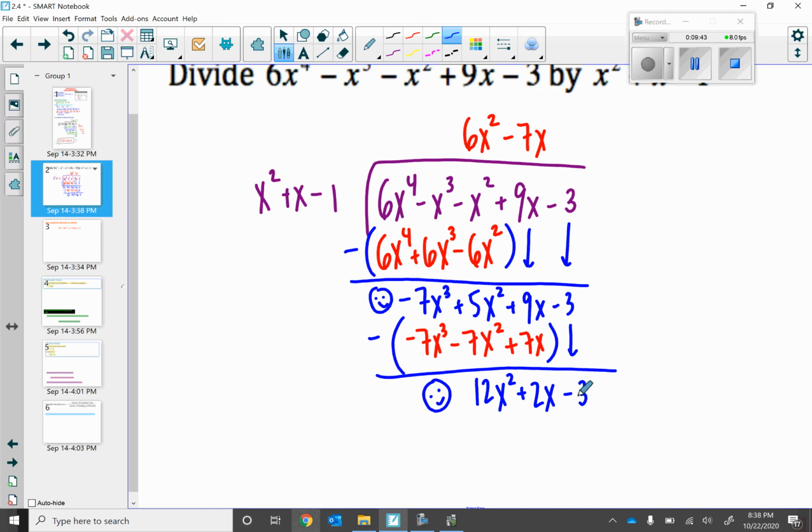And we got one more loop to do. Sorry, I'm trying to extend the page. There we go.